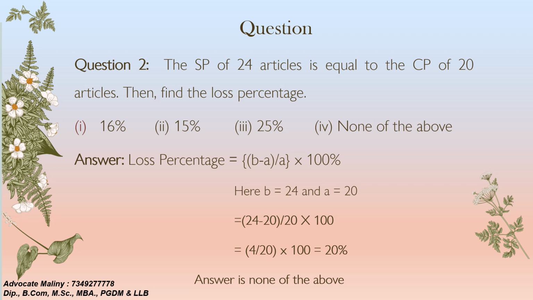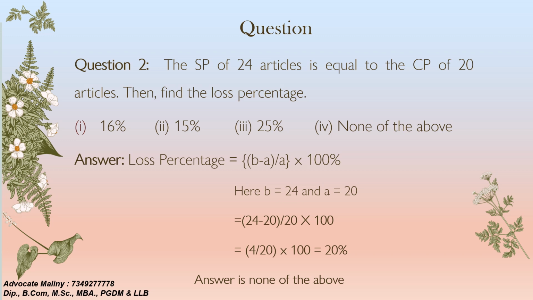Question number 2. The selling price of 24 articles is equal to the cost price of 20 articles. Then find the loss percentage. In such a scenario, the loss percentage is (B minus A) divided by A, into 100. So B is 24, A is 20. 24 minus 20, which is 4, divided by 20, into 100. The final answer is 20%. The answer is none of the above, because 20% is not there.